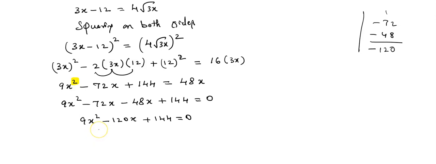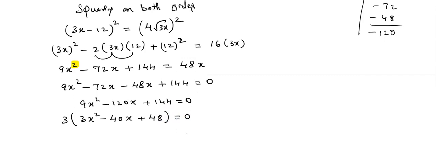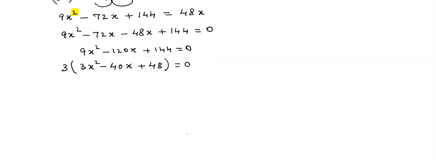So shall we take 3 as common factor? If we take 3 as common factor here, 3 3s are 9x square minus 3 4s are 12, 3 6s are 3 8s are 24. That is equals to 0. We have taken 3 common. Okay. Now this 3 will come below 0. That is, we are cross multiplying. It becomes 0 by 3. 0 by 3 is 0. So what is left out now? 3x square minus 40x plus 48 is equals to 0.